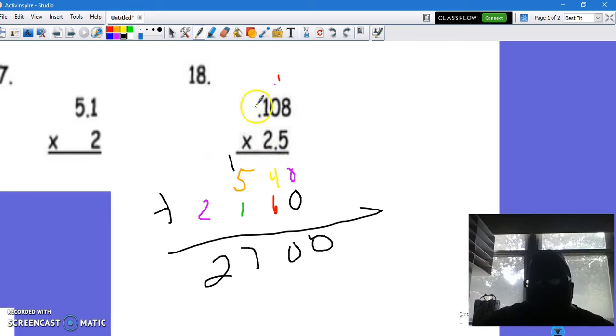Okay. So, after this decimal, I have 3 places, right? And this decimal, I have 1 place. 3 places plus 1 place is 4. Start here at the end. There's no decimal already visible. And I'm going to go 4 times to the left. 1, 2, 3, 4. My answer is 0.27.